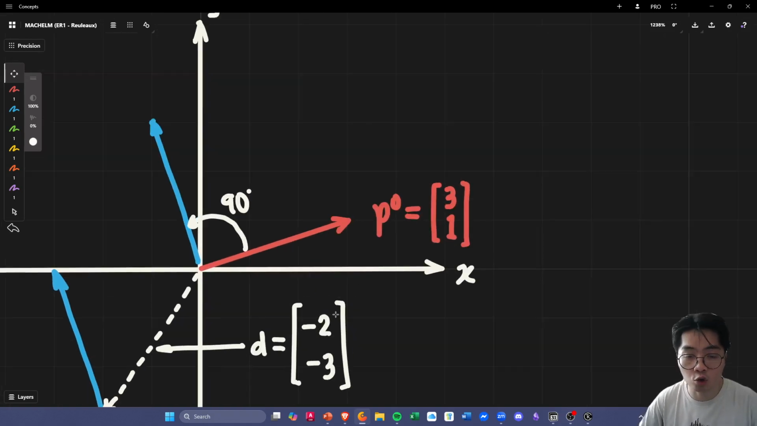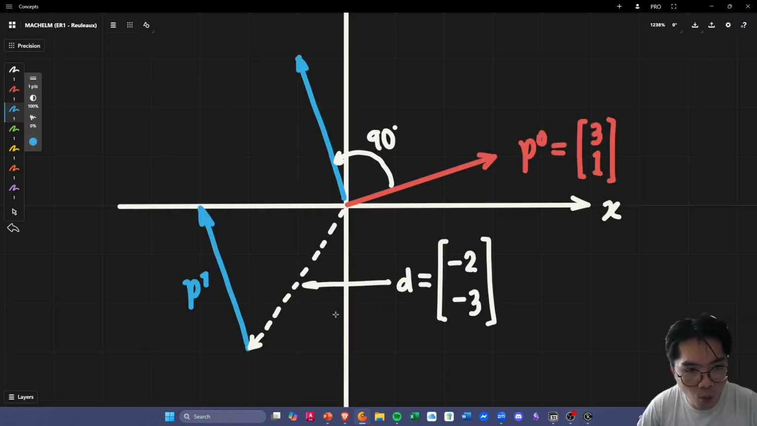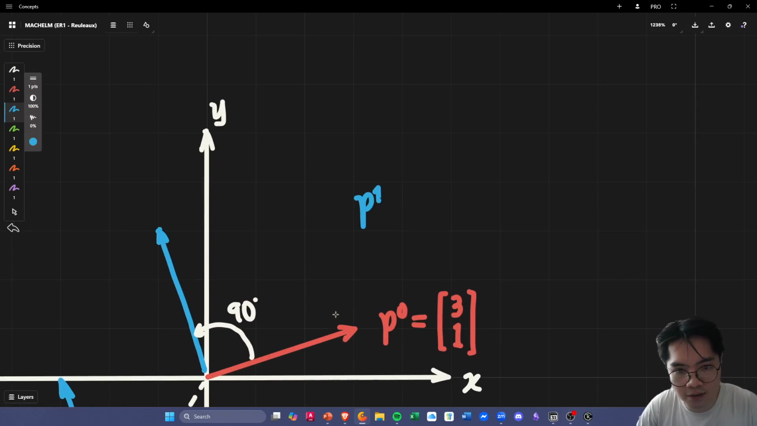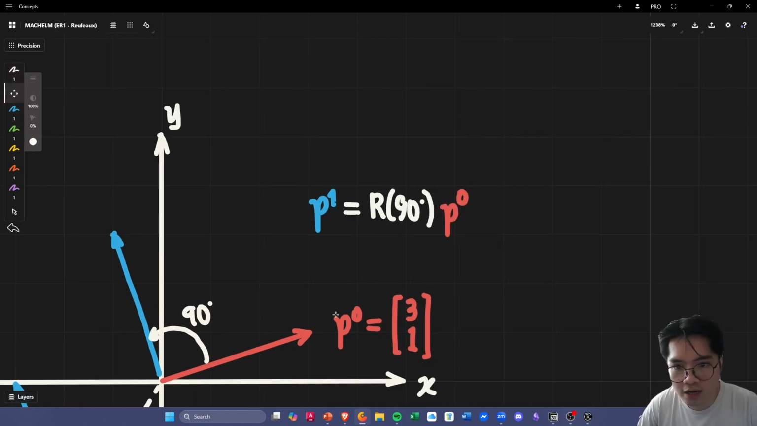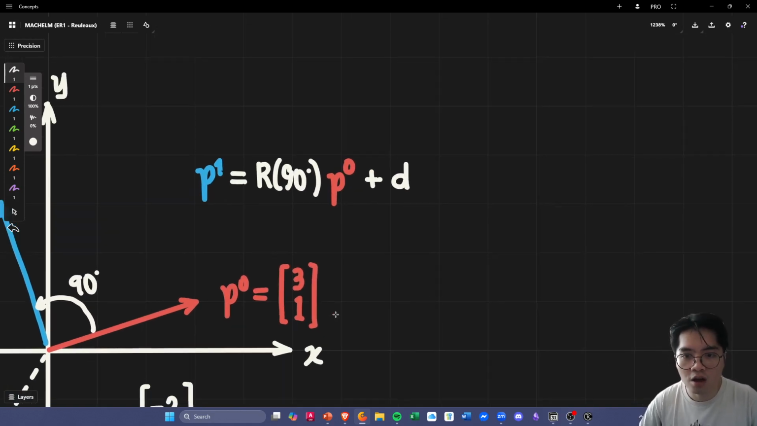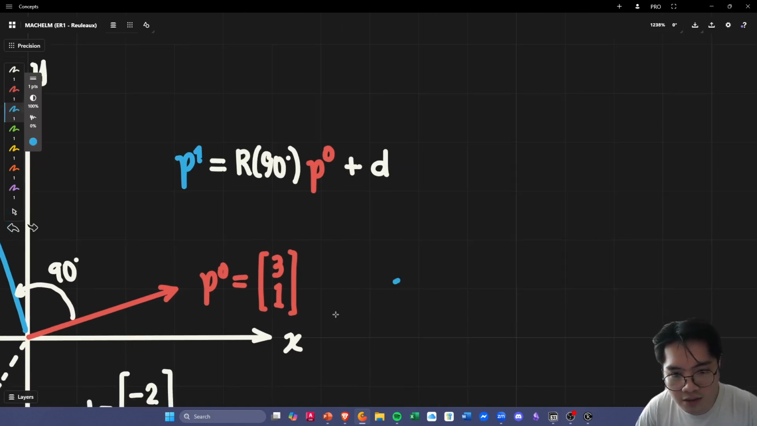What you can definitely do is something like this. To get to your P1, P1 is equal to your rotation matrix of 90 degrees times your original position, plus your displacement vector. That's fine. But if you want to do it in one matrix only, you would have to do a homogeneous transformation, literally in the sense of P1 equals H times P0.